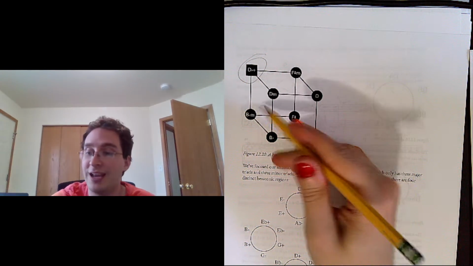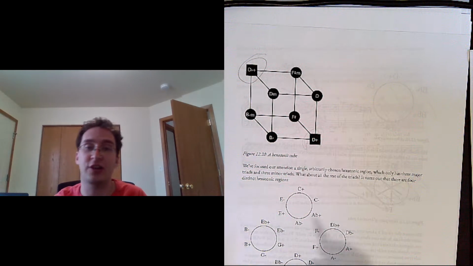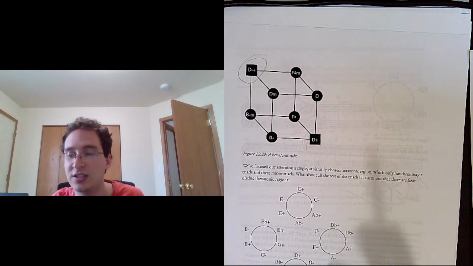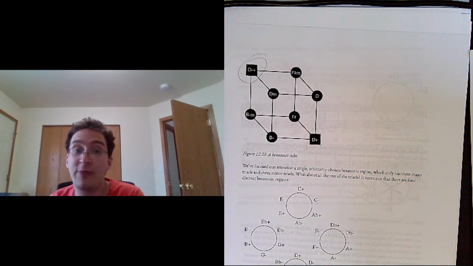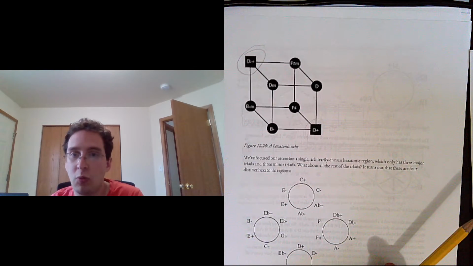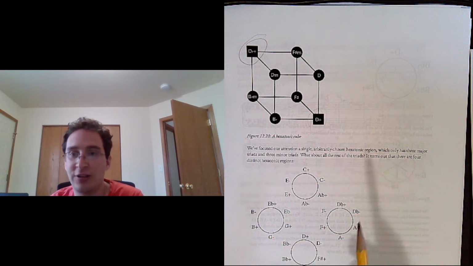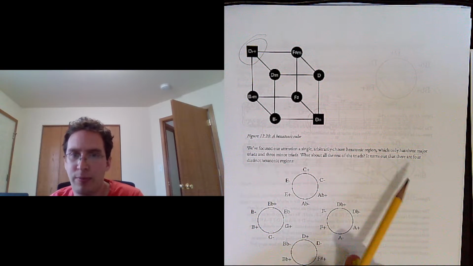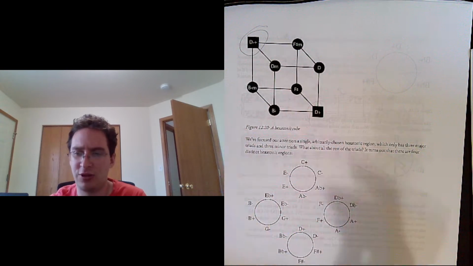So this is just another handy diagram figuring out how close two chords are in terms of half-step voice leading. We've been focusing on one tiny sliver of the tonnetz, one arbitrarily chosen hexatonic region. But what about all the other triads? We were only looking at three major and three minor triads.